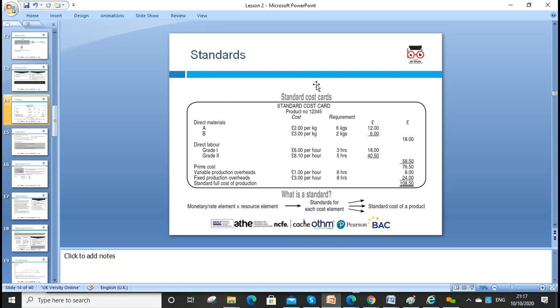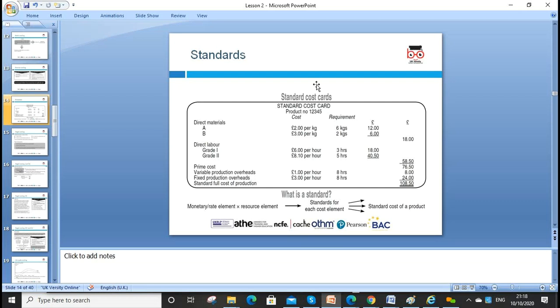Total prime cost, the direct cost, is 76. For variable production overhead, 8 hours is required at one pound per hour, so 8 pounds, and the fixed cost element is 24 pounds. So the total standard cost of production is 108. It can be one unit or one batch, whatever. That's our standard cost: the monetary rate times the resources and time.